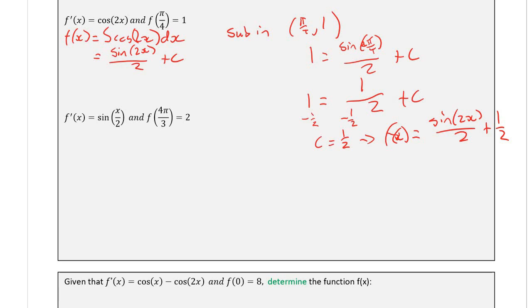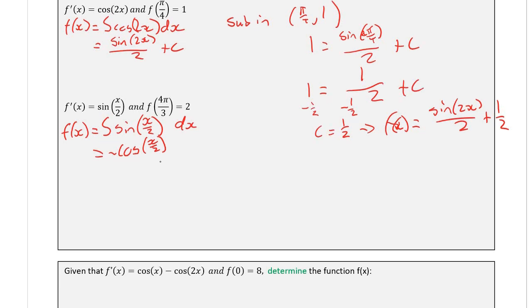Okay, let's do this one. F of x is just going to equal the integral of sine of x on 2 dx. What's the integral of sine? Negative cos. What's the derivative of my inner function?